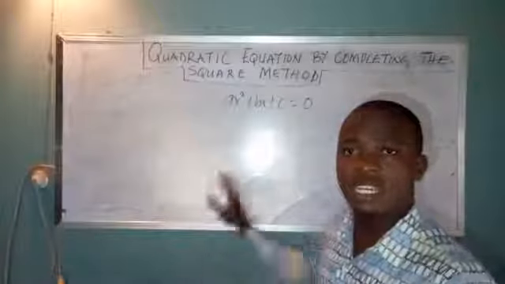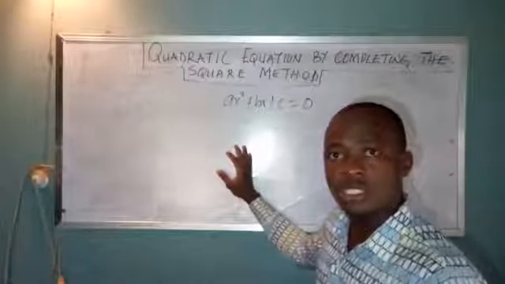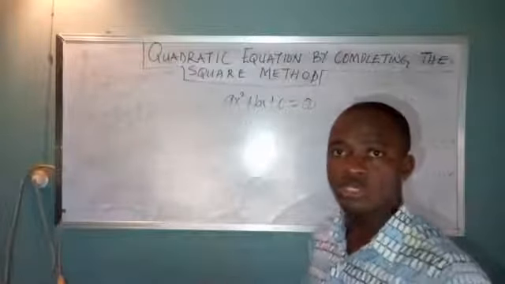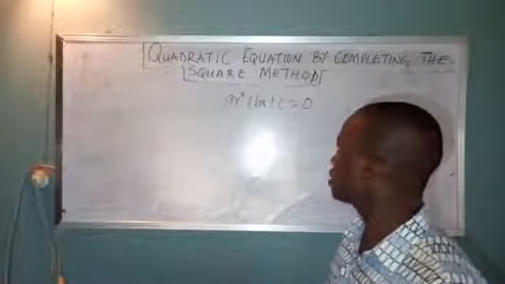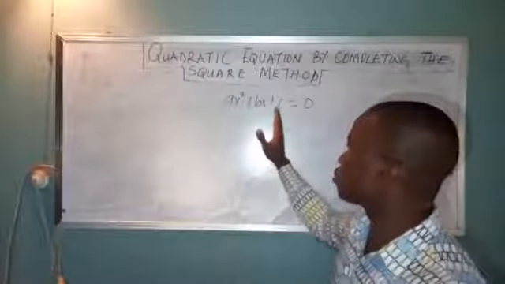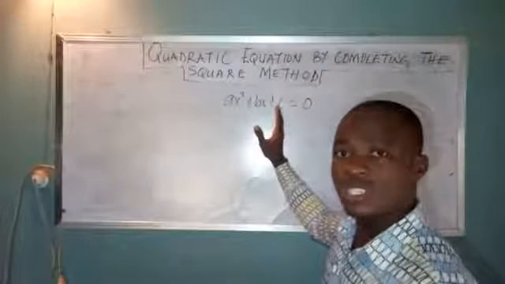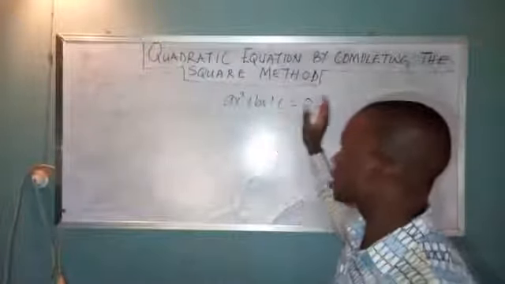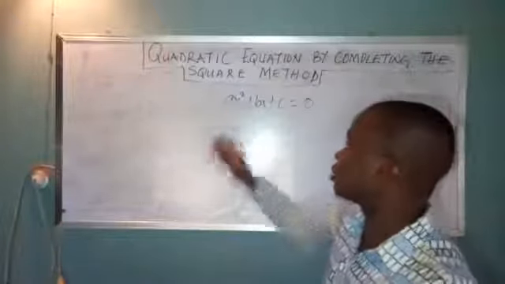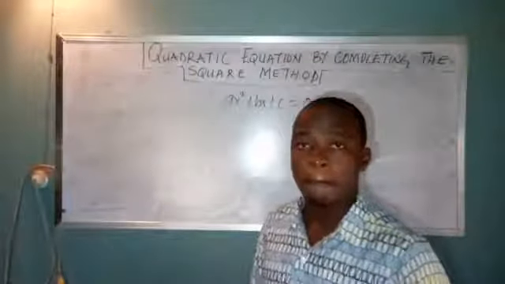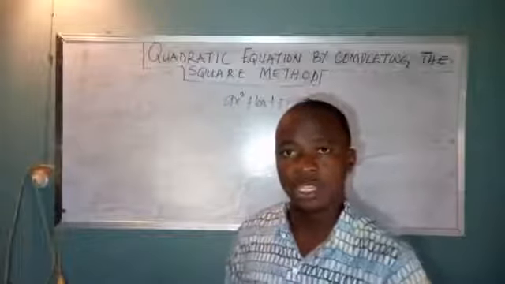If you are given a kind of equation like this and you are asked to solve it by completing the square method, it's just that you take the constant term c to the right hand side, then remain with ax squared plus bx, then you make ax squared plus bx a perfect square quadratic. Are you getting what I'm saying now?